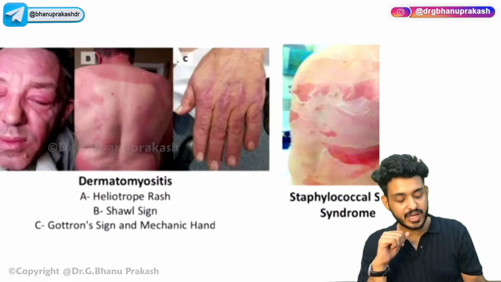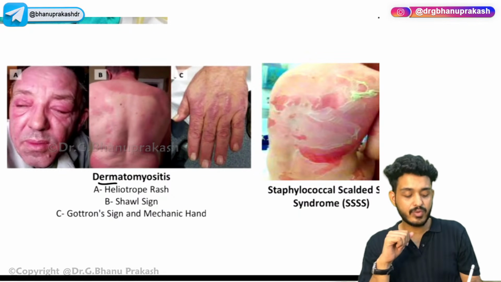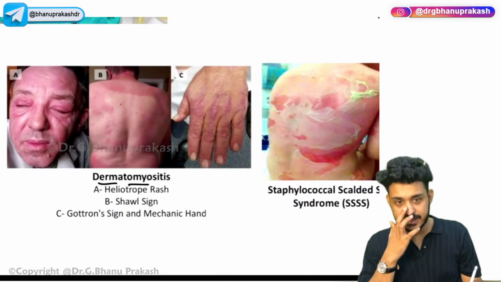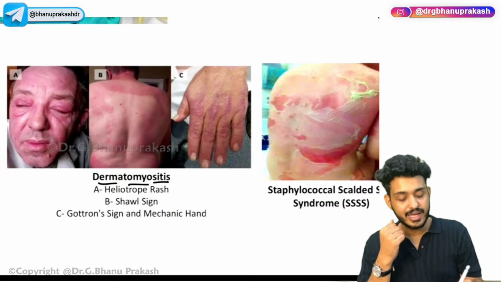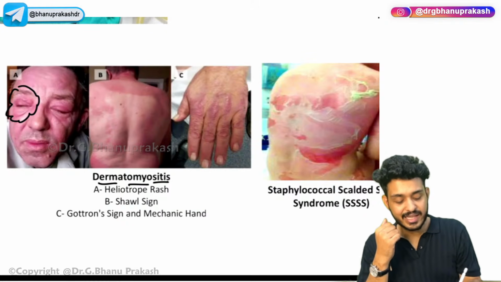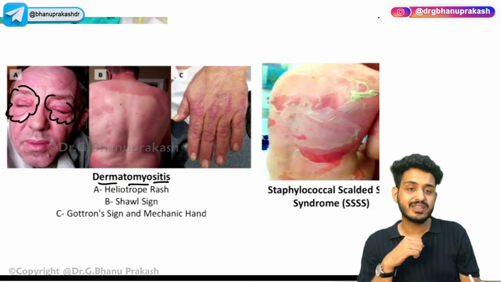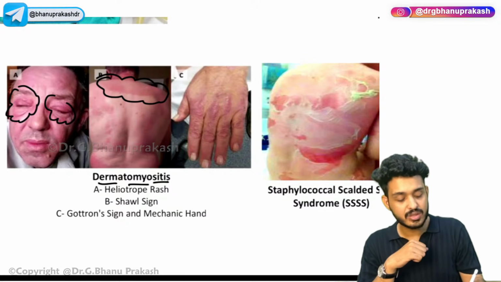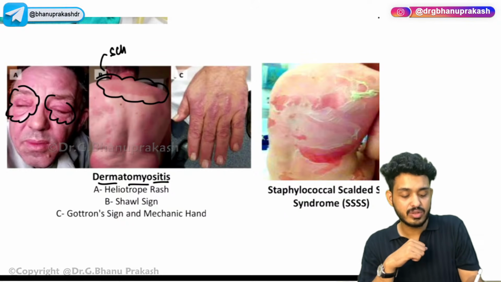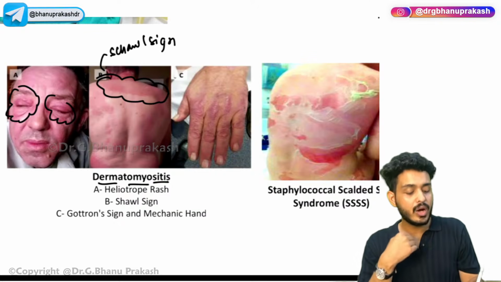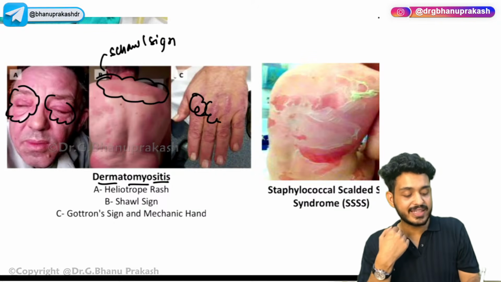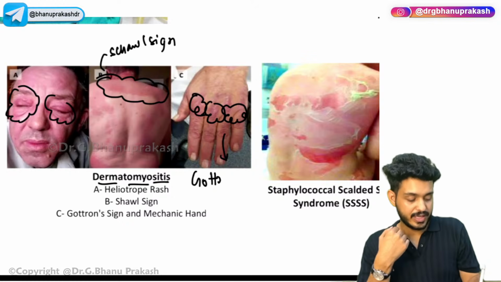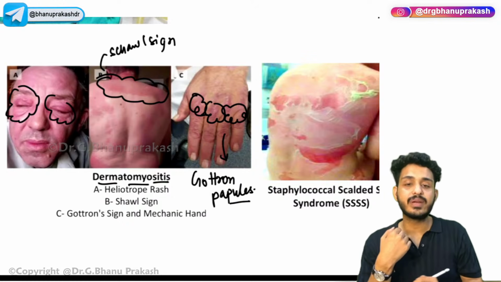Okay, this is your dermatomyositis. Derma is involved, myo is involved, itis means there is some kind of inflammation. Here you will be finding erythematous and edematous lesions. This particular thing is known as Shawl sign. And on MCP you will be finding this type of papules. These are known as Gottron's papules. Very important. Gottron's papules is a feature of dermatomyositis.